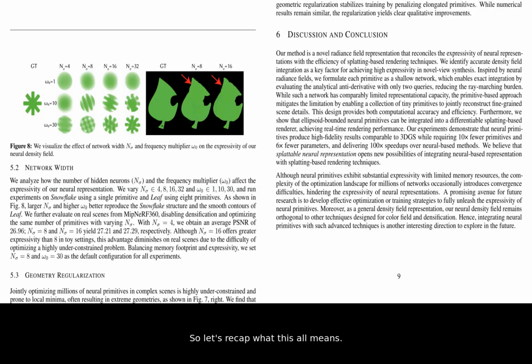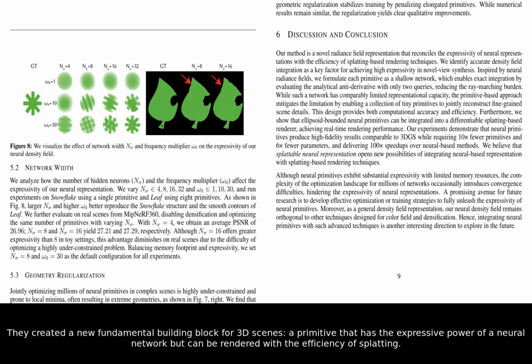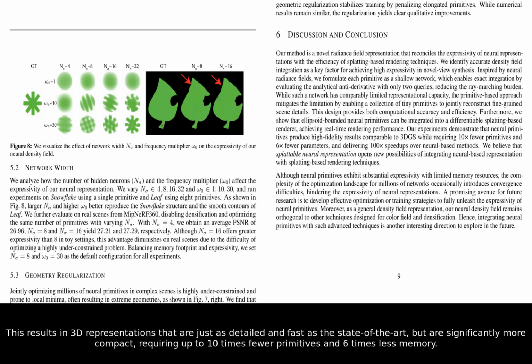So let's recap what this all means. The researchers have successfully bridged the gap between two major approaches in 3D rendering. They created a new fundamental building block for 3D scenes, a primitive that has the expressive power of a neural network but can be rendered with the efficiency of splatting. This results in 3D representations that are just as detailed and fast as the state-of-the-art, but are significantly more compact, requiring up to 10 times fewer primitives and 6 times less memory.